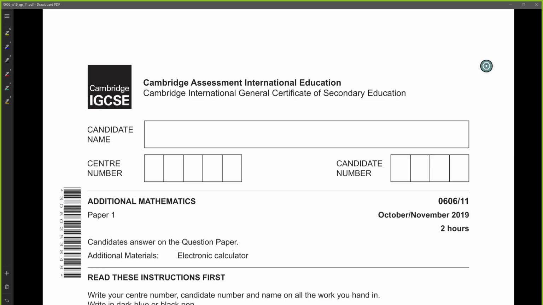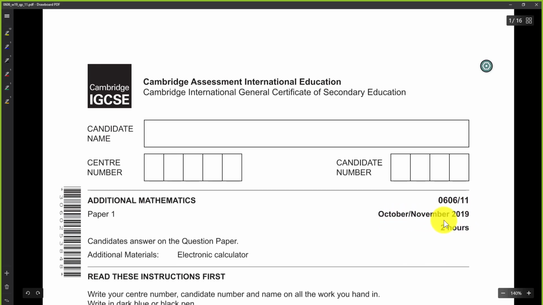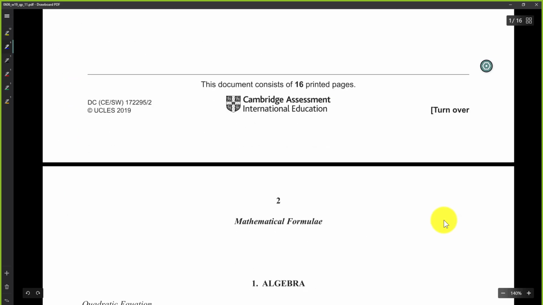Alright, so today we discuss this paper 11 for October/November 2019. Okay, let's begin.